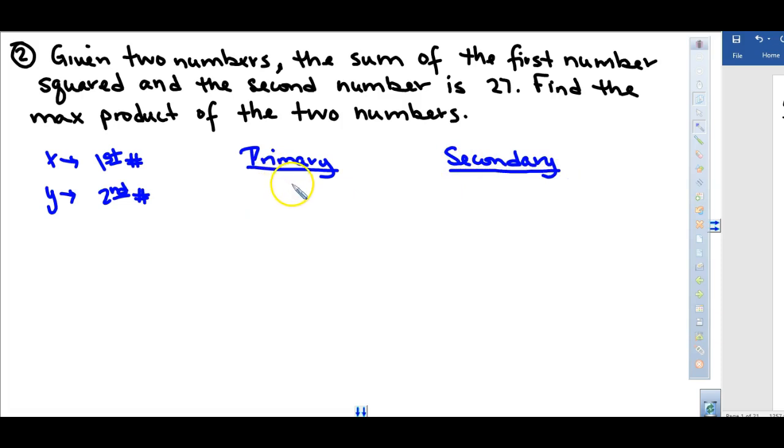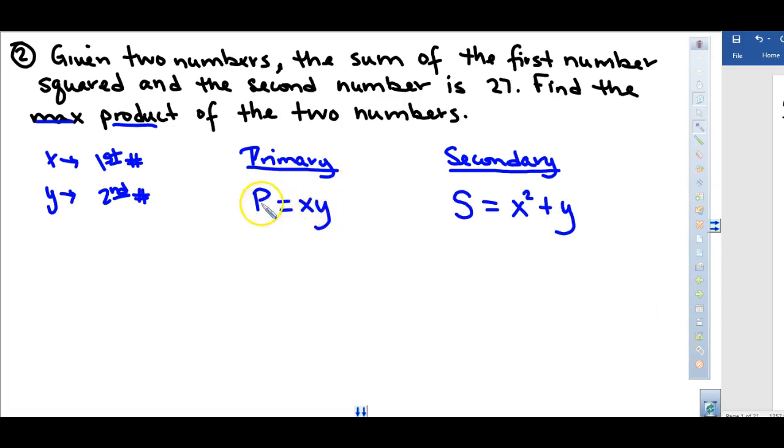And the primary is going to be the one that you differentiate. Since it wants to know the max product, the product of x times y is the one that we're going to differentiate. And the secondary is going to come from the sum of the first number squared and the second number. So your sum is equal to the first number squared, x squared, plus the second number, y. We want to differentiate that one.